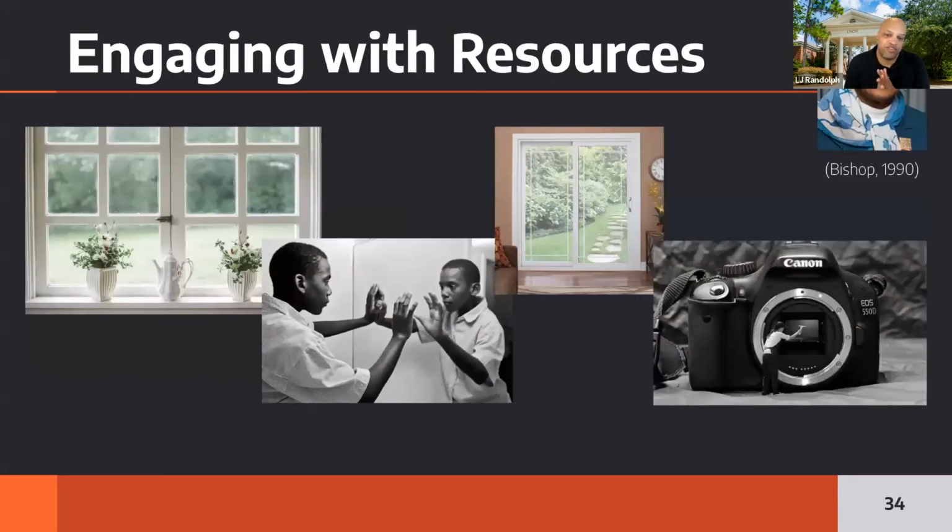And I want to talk about two quick frameworks for engaging with resources. The first one is something that Uju and I mentioned in that article, reading Sims Bishop. This is very general, and at this point, common sense.